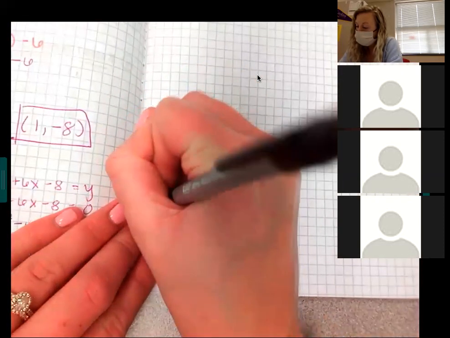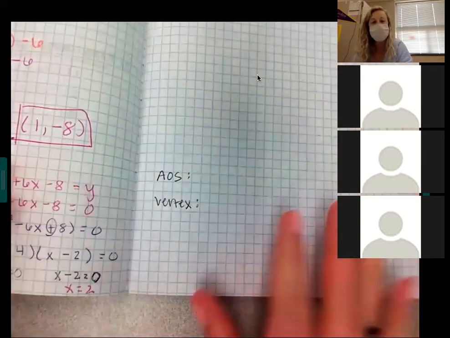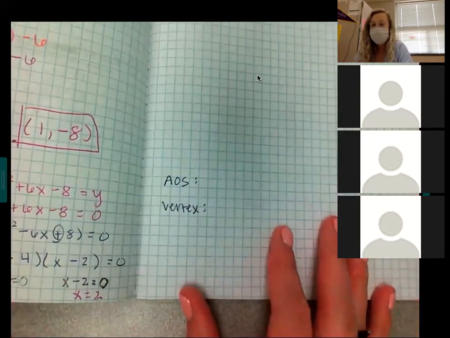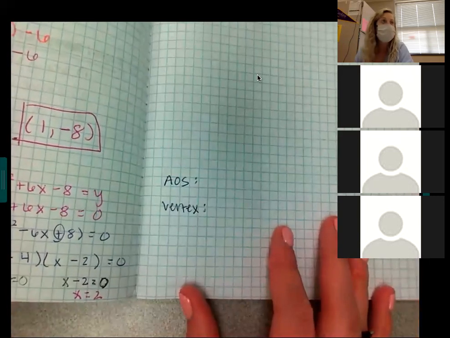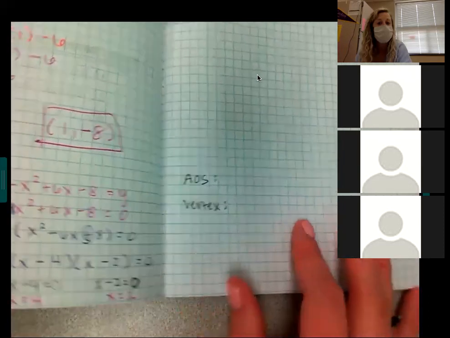The axis of symmetry and the vertex. These are the last two. I'm going to make sure y'all are good for this assignment. Tomorrow and Thursday, I promise there is not a lot of work. It all happens today. So y'all bear with me today.